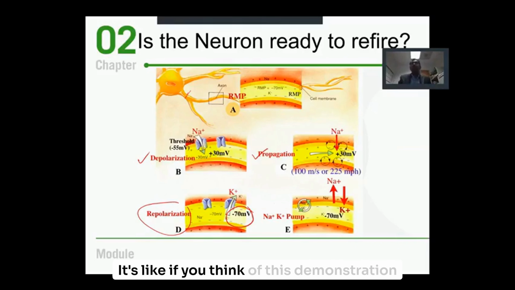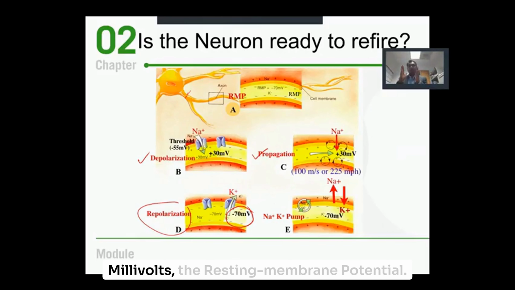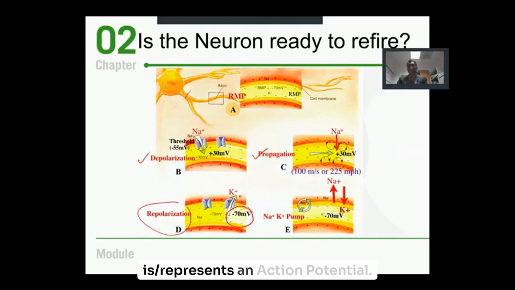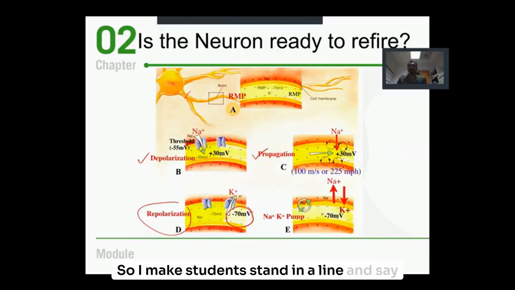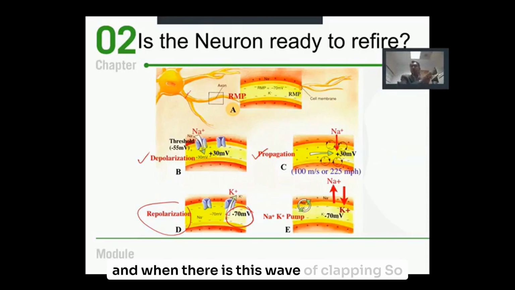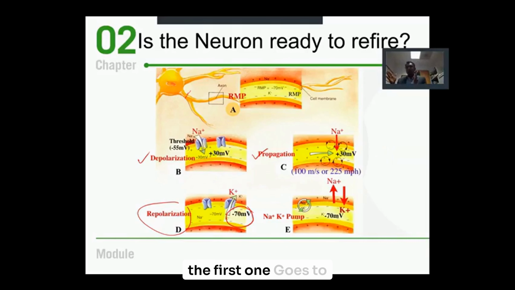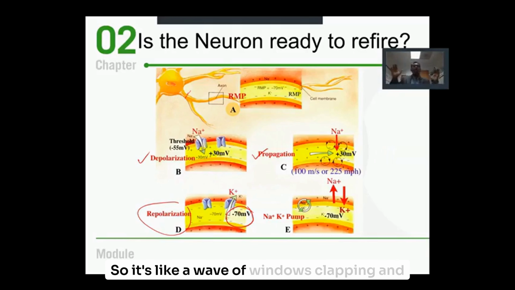I usually have students stand and say, okay, this is negative 70 millivolts, the resting membrane potential, and this is positive, the action potential. Like a clap is an action potential. So I make students stand in a line and say, you're the first node of Ranvier, you clap, right? The next node of Ranvier is unclapped. So there is a wave of clapping, like ping, ting, ping, ping, right? The first one claps, the second one also claps. The moment the second one claps, the first one goes to repolarization, so it goes to negative 70 millivolts. So it's like a wave of clapping and unclapping, or the channels closing and opening.